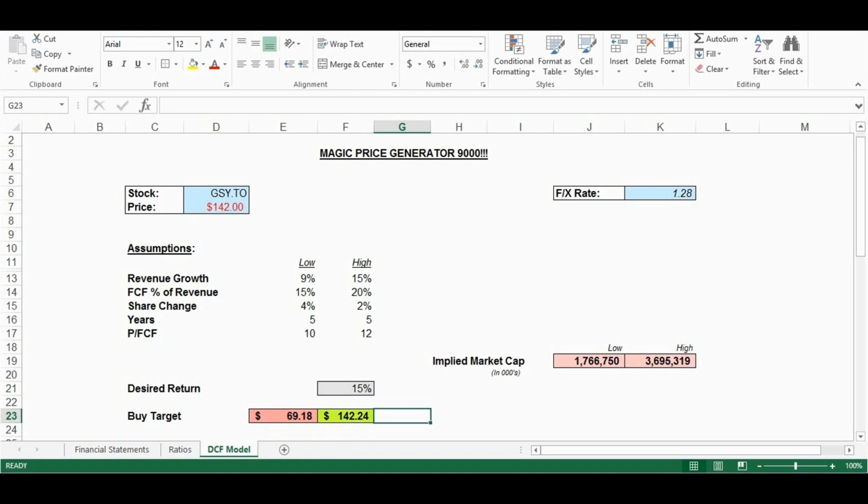And if its price right now is below this buy target, it'll be green. So it's literally completely unnecessary, but style points, right? Because style counts. I've got the FX rate up here.